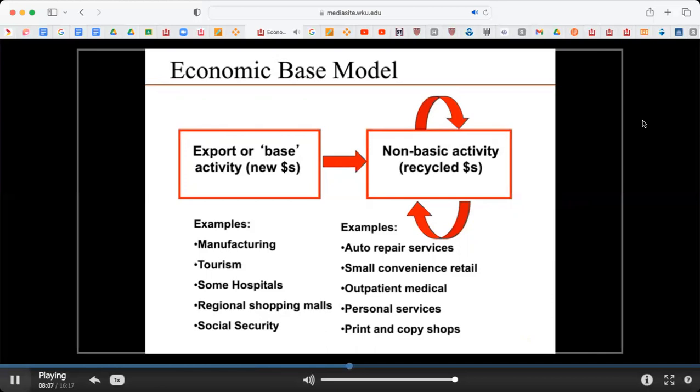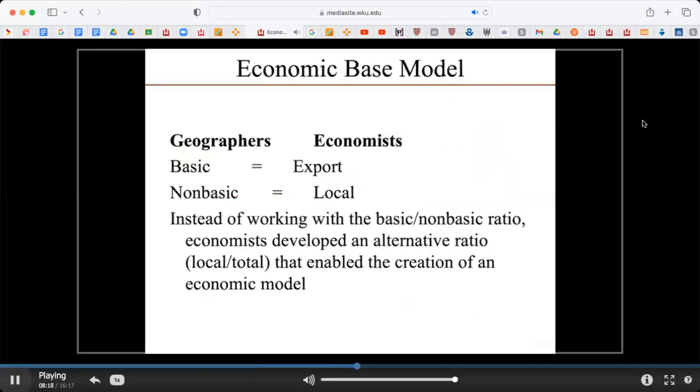Non-base activities are all those kinds of services, retail, some of the outpatient medical that goes along to serve the people that live in that area, personal services, and the like. Once again, geographers call it base and non-base, or basic and non-basic. Economists call it export and local.